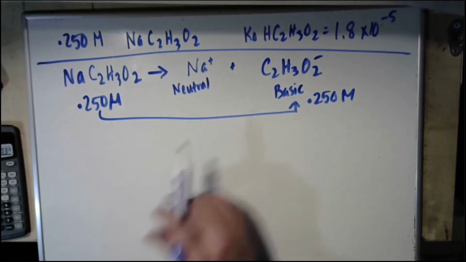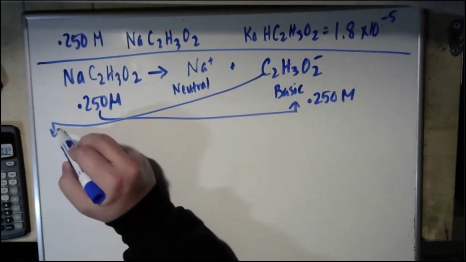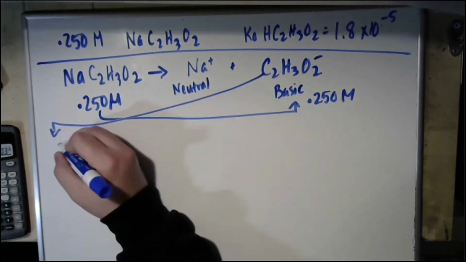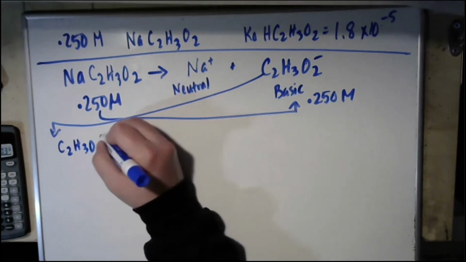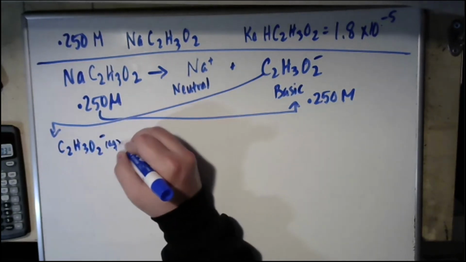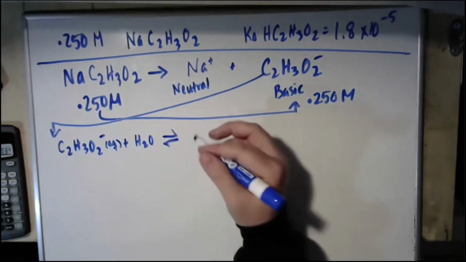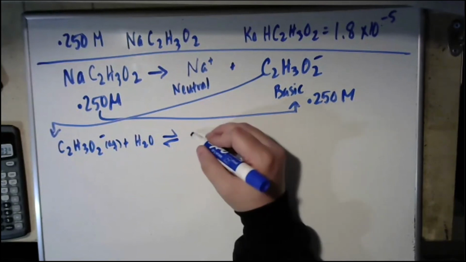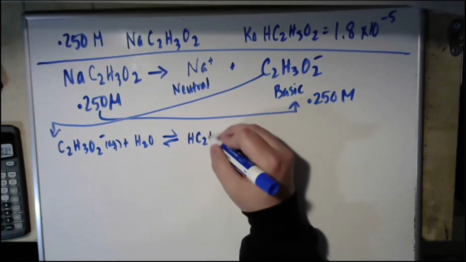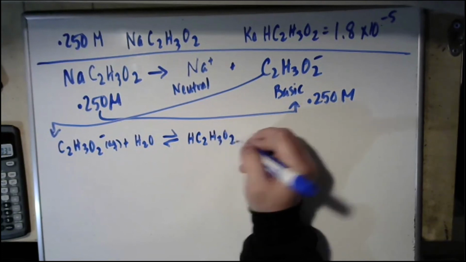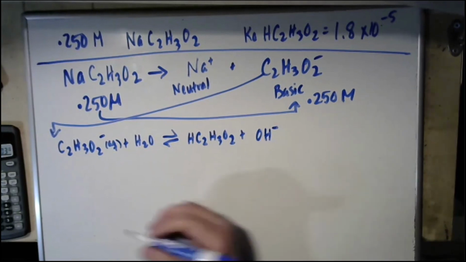Now I'm going to take my basic anion and see how it reacts with water. So C2H3O2 minus plus H2O, I'm going to get HC2H3O2 plus OH minus.